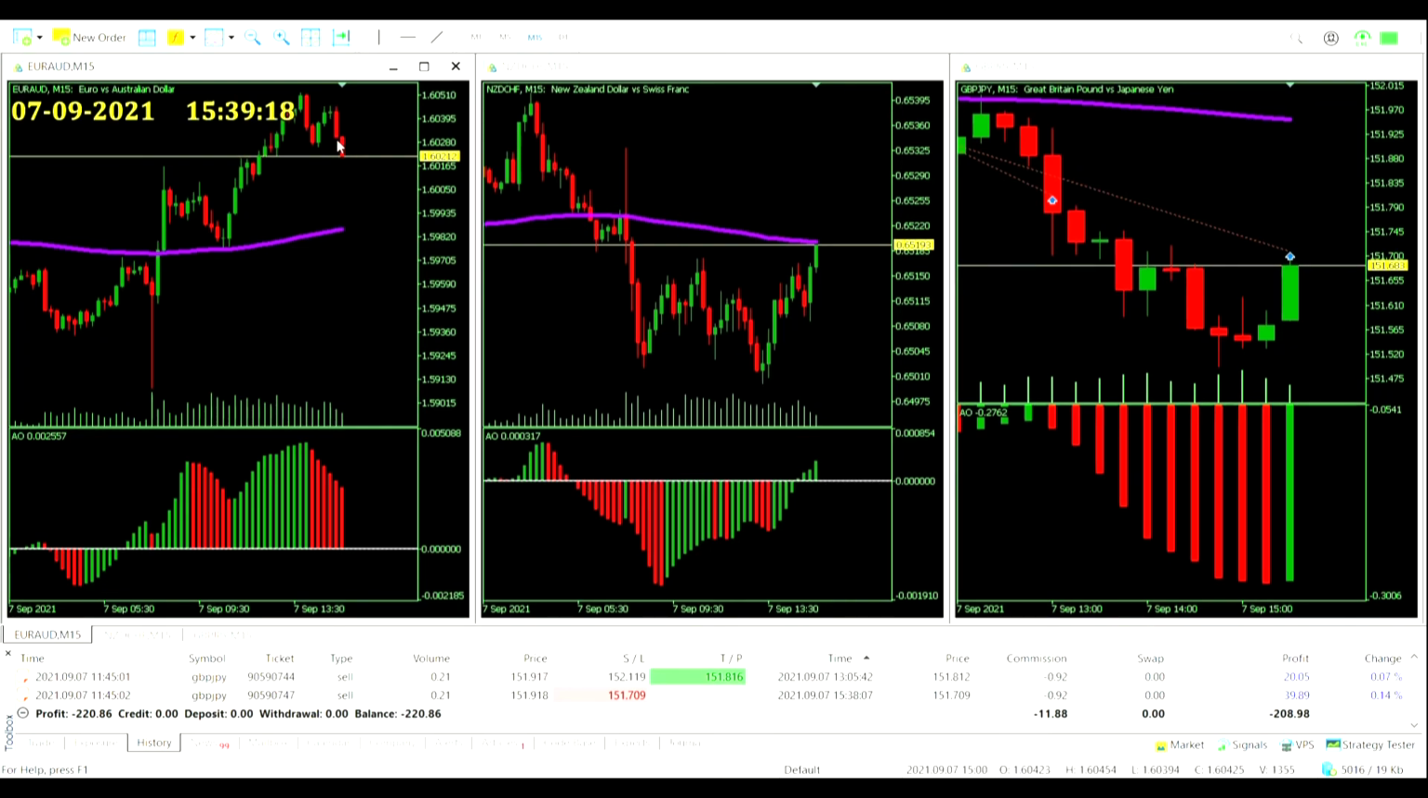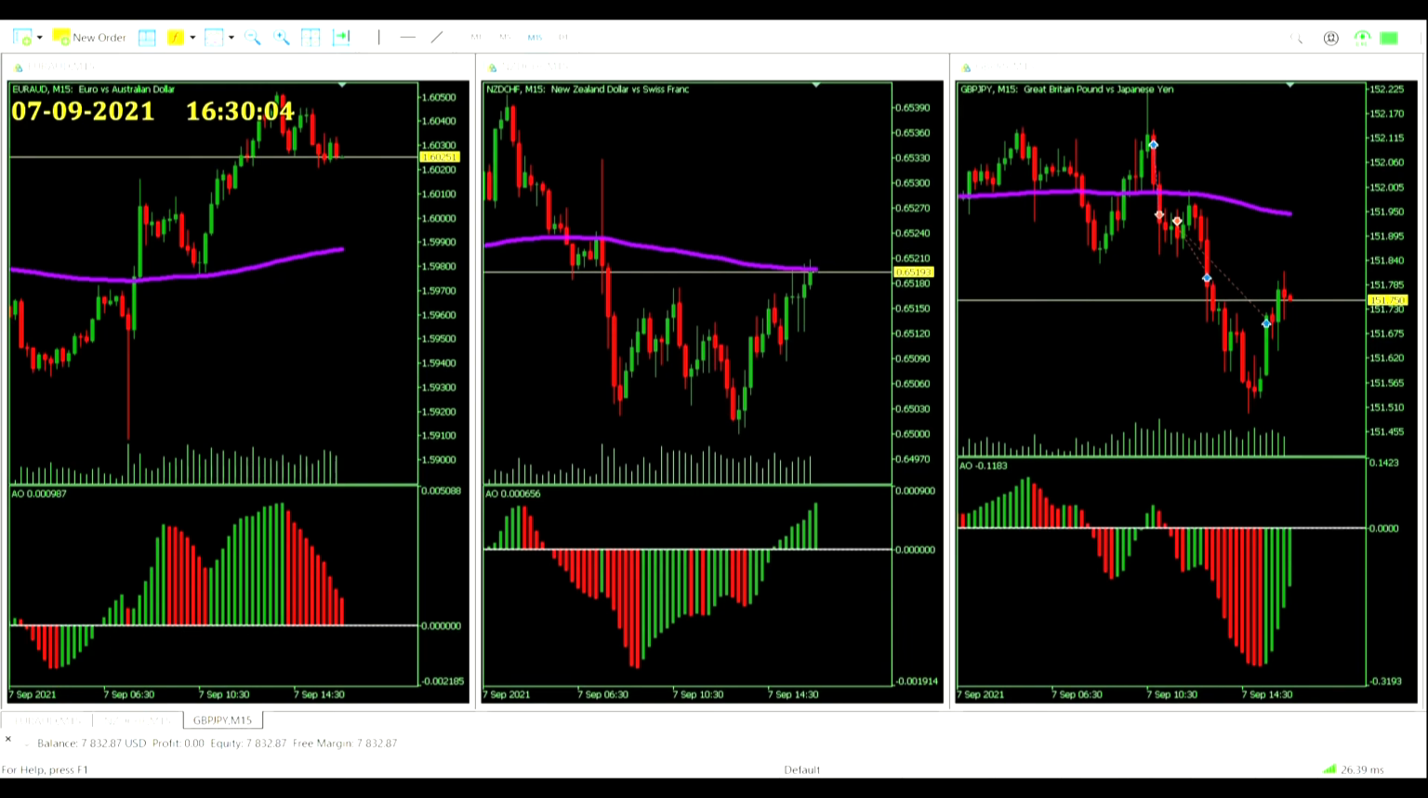Price coming down on the euro Aussie dollar. Again, if the AO crosses below zero and price crosses the moving average, there's a possible trade entry there, but for now, doesn't look like we're going to be seeing one soon without some extreme movements. 4:30 here now, not much going on with these charts. Don't really see a signal on the horizon.